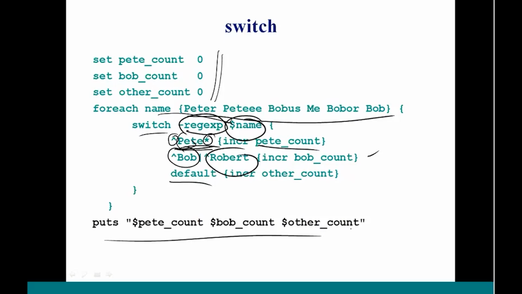So for the Pete count, it counts 1, 2, so this will be 2. For the Bob Robert, it matches here 1, 2 and 3, so this is 3. And finally, the default is increment other count. The other count is 1, 2, 3, 4, 5, 6. So it goes to the catch-all anyway. So now you have 6, 2 and 3.